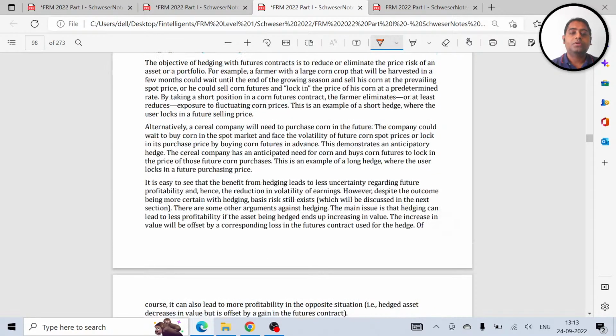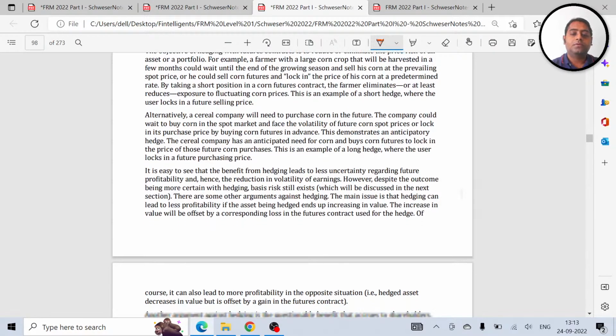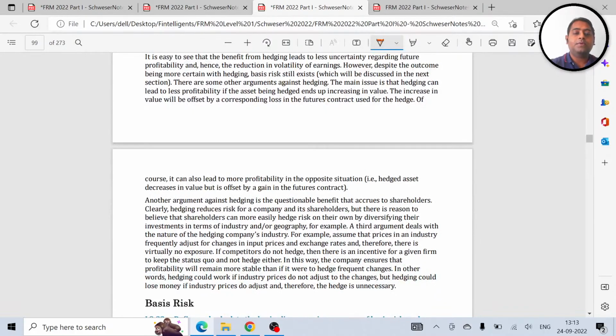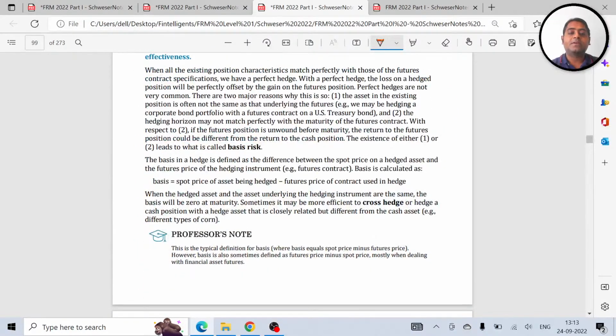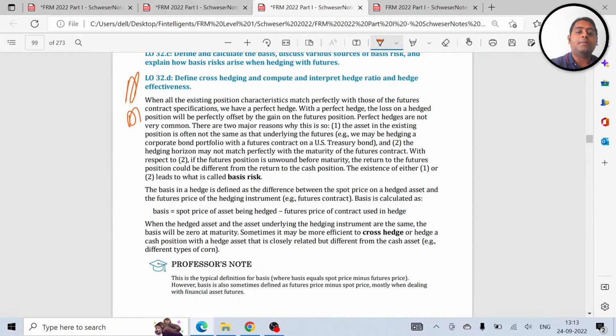Disadvantage. One second. There is one part which is this paragraph. You should not forget this part. You should read this section by default. Basis risk, very, very important. I'm marking it as double star.